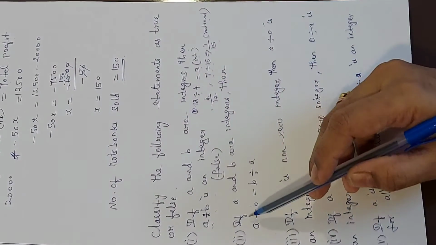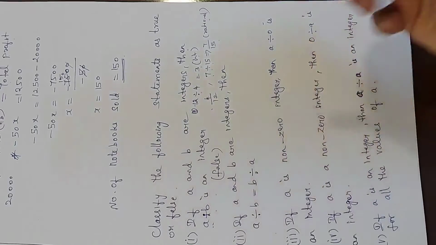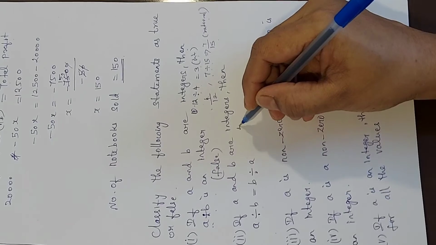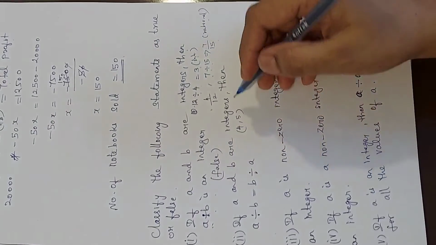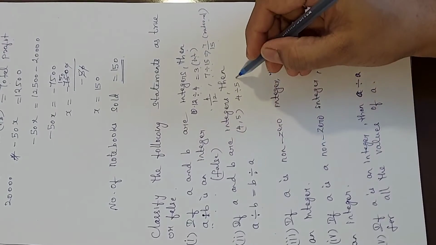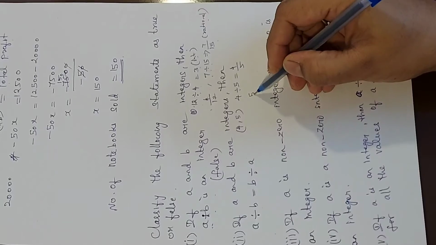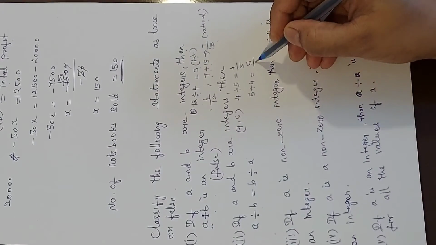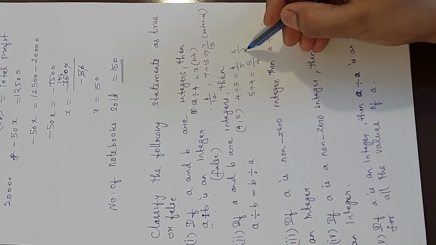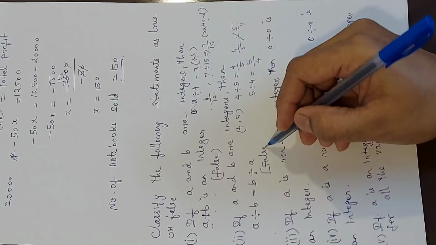Okay, next is the second problem. If a and b are integers, then a divided by b is equal to b divided by a. Let us see with an example. If a is 4 and b is 5, let me take 4, 5. So a divided by b is 4 divided by 5, which is 4 by 5, and b divided by a is 5 divided by 4, which is 5 by 4. Surely we can say 4 by 5 is not equal to 5 by 4. So this is false, children.